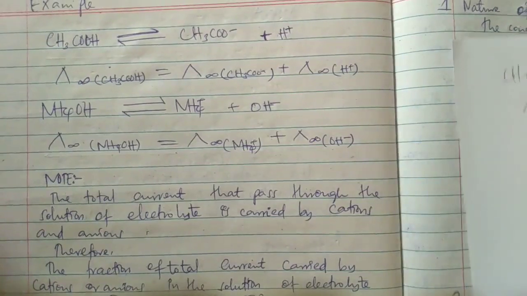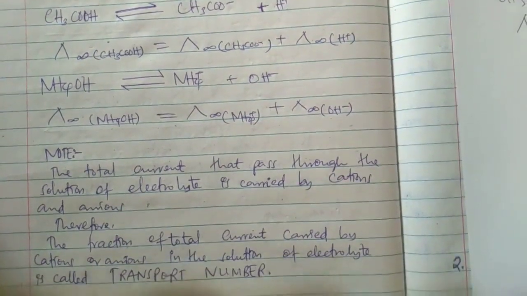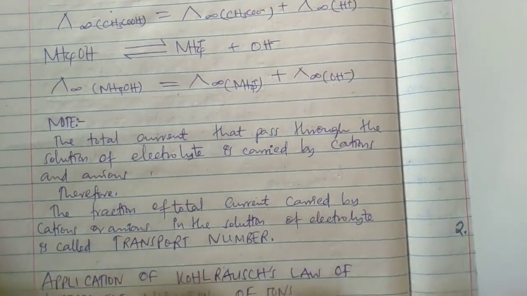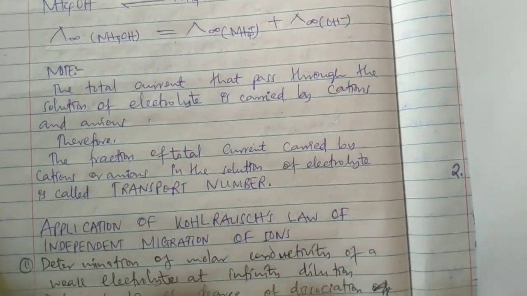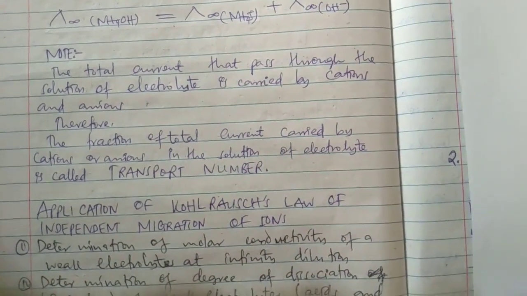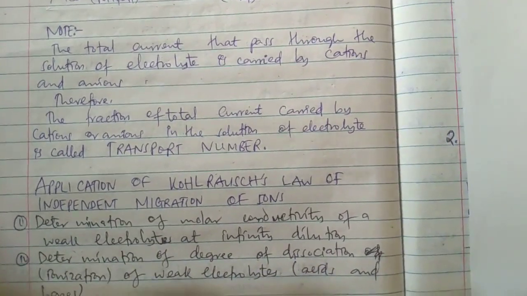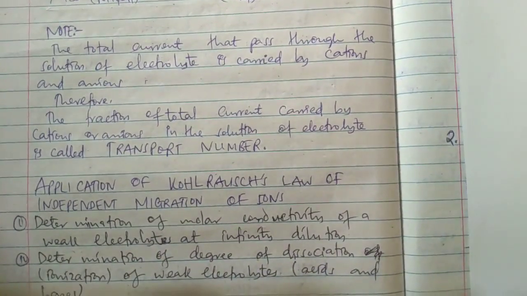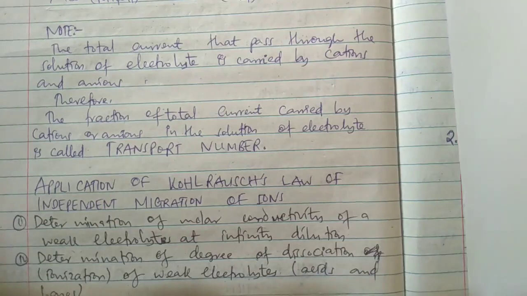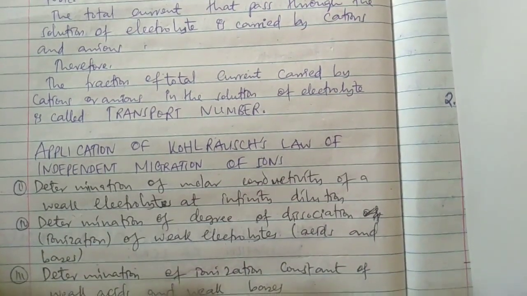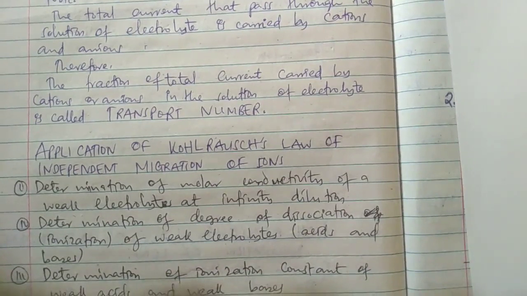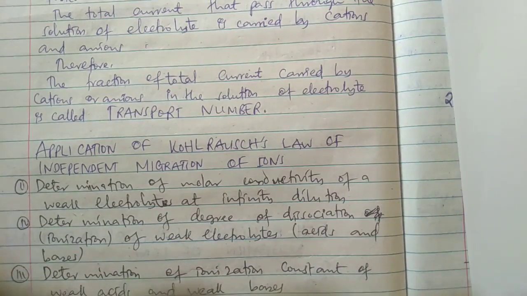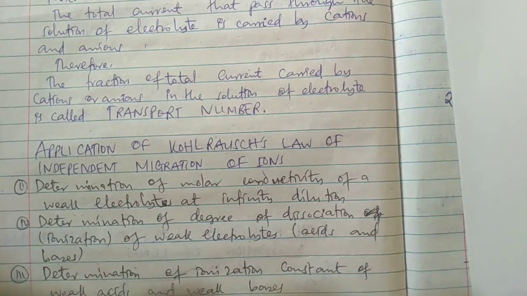Note that the total current that passes through the solution of an electrolyte is carried by cations and anions. Therefore, the fraction of total current carried by cations or anions in the solution of an electrolyte is called transport number.